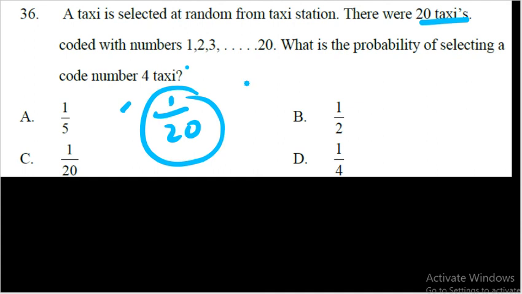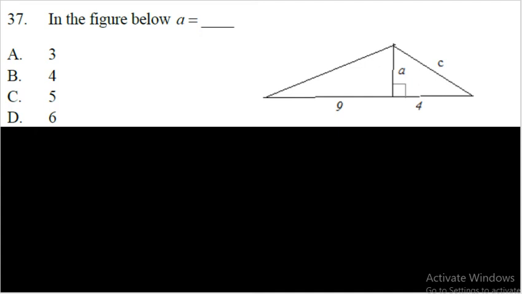So what is the probability of selecting a number 4 taxi? It means I have just one chance. Out of how many? Out of 20. So the answer will be C. That is probability. Next question.